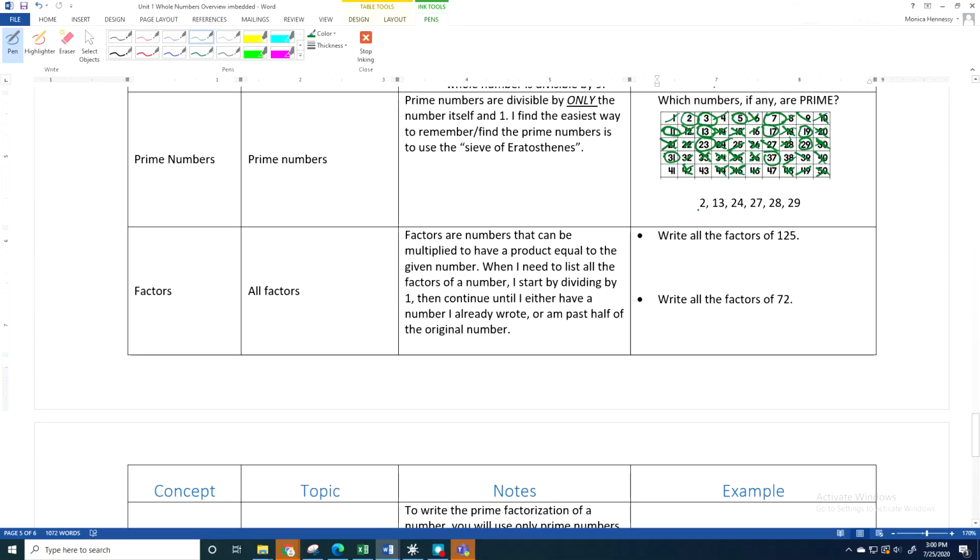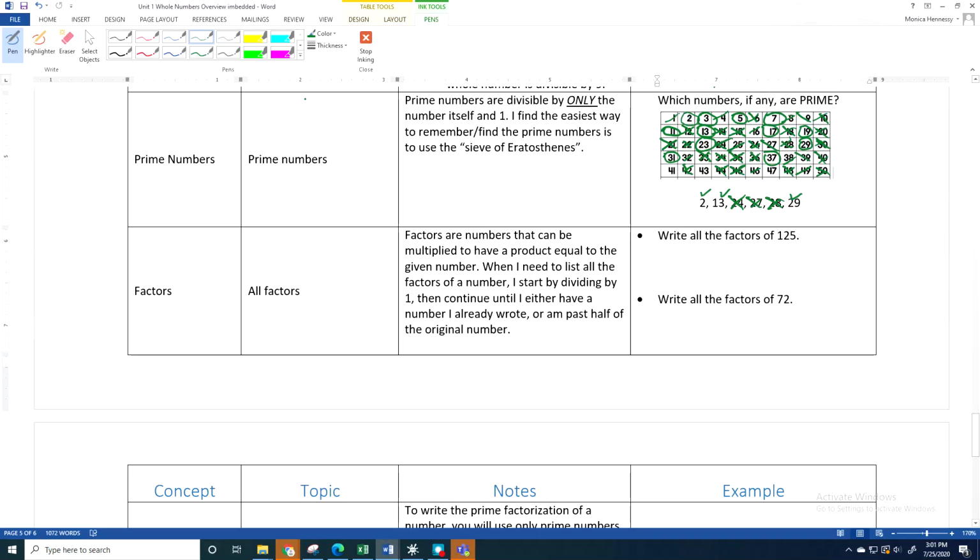So, is 2 a prime number? Yep. Is 13 a prime number? Yep. Is 24? Nope, it's crossed out. 27, it's crossed out. 28, and 29 is a prime number. So that's the easiest way I do it. Some of the prime numbers I have memorized, but anything bigger, I usually have to do process of elimination with the sieve of Eratosthenes.